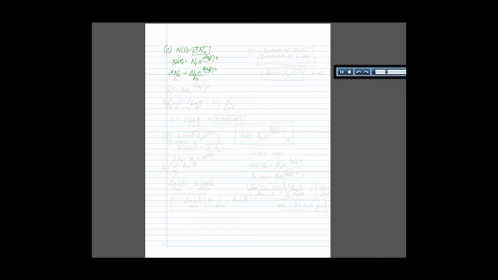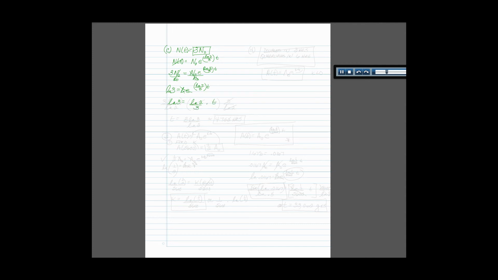Divide both sides by N sub naught, and you get 3 equals e to the ln of 2 over 3 t. Take the ln of both sides, and yes, I know I have 2 ln's there. It's okay. That goes away. And you have ln of 3 equals ln of 2 over 3 times t.